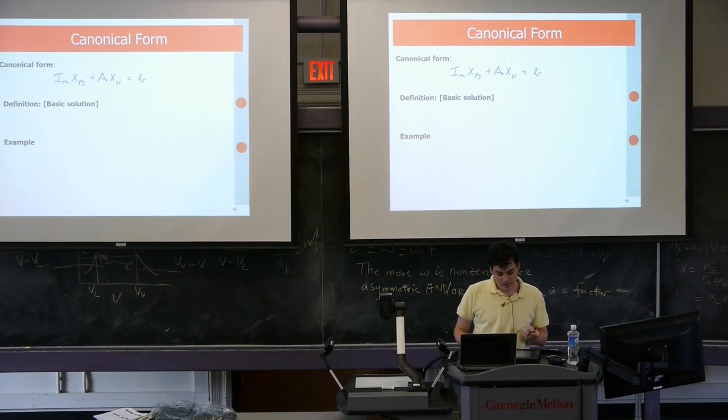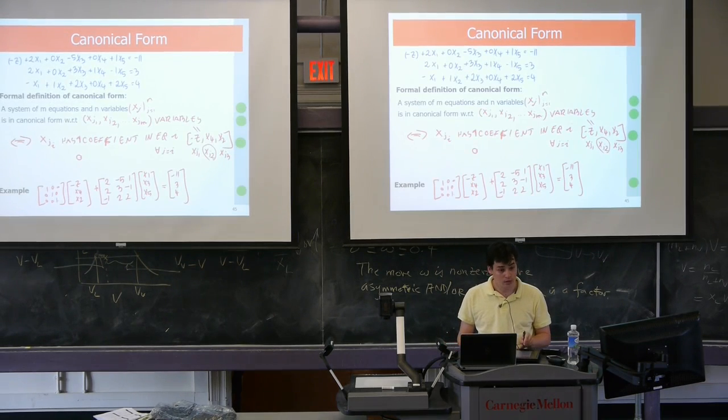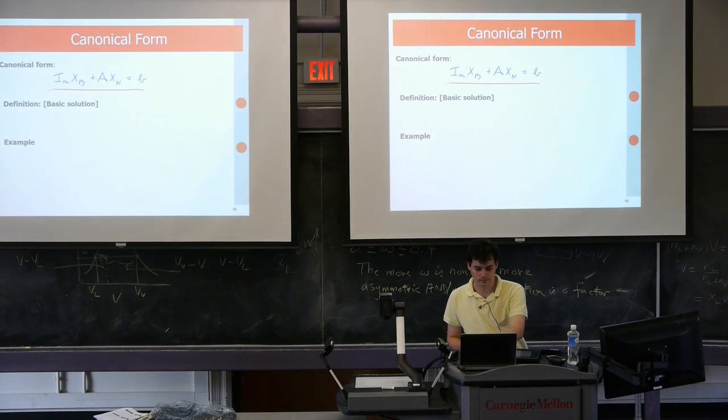So this canonical form can be rewritten using matrix notation as the identity matrix of size m times x_B, the basic variables, plus a matrix A times the non-basic variables x_N, equals vector b. Right? So I just rewrote this equation using matrix notation, and I got this one. Questions?